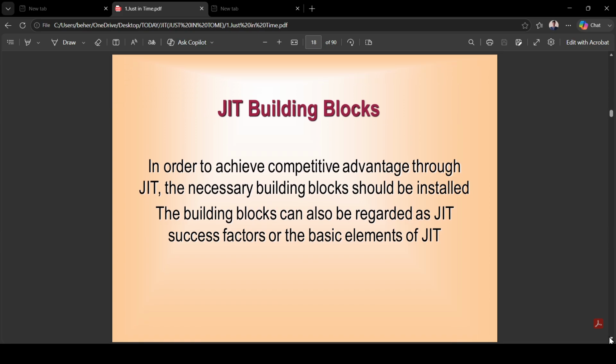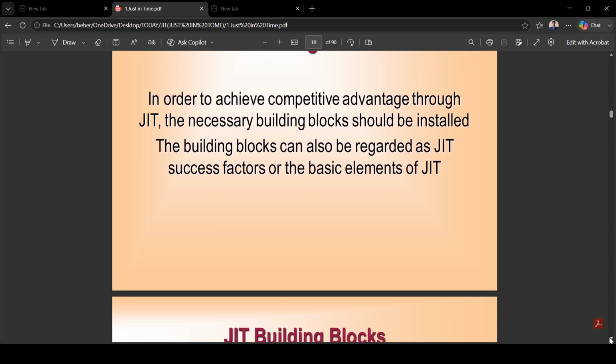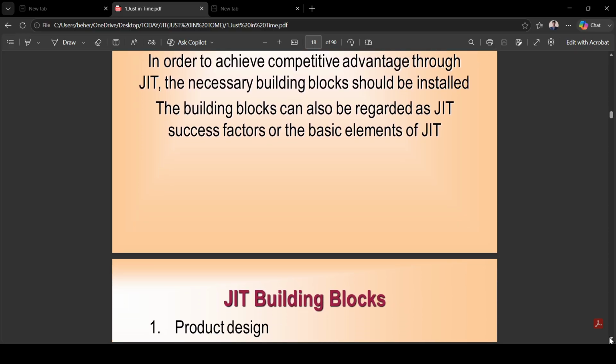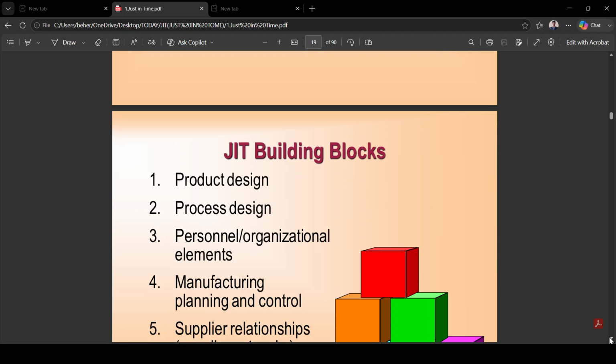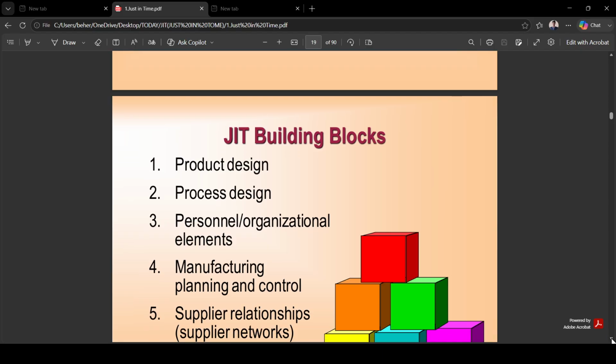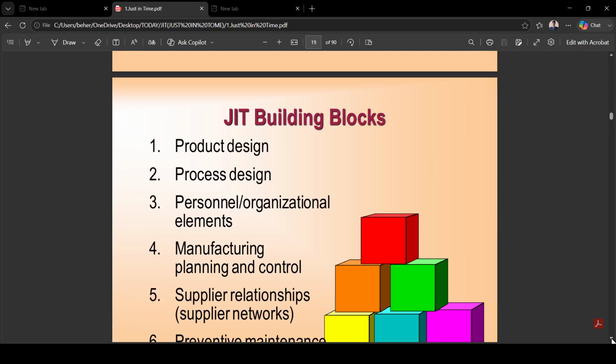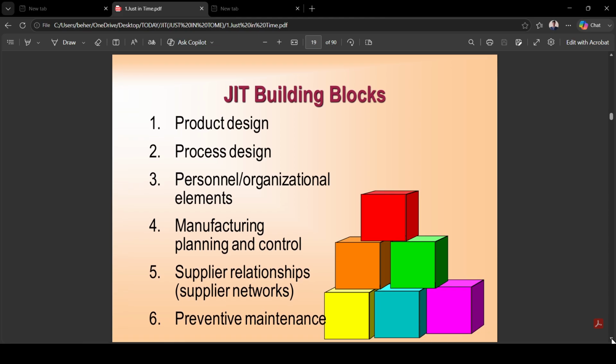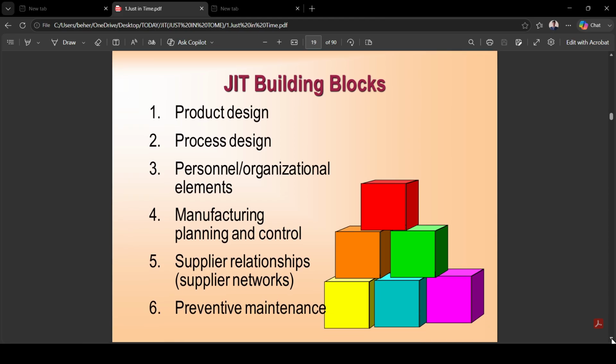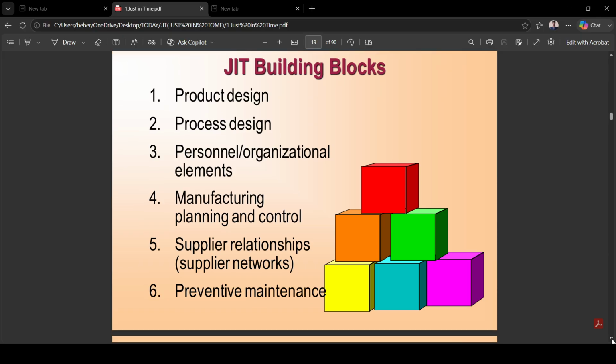JIT building blocks. In order to achieve competitive advantage through JIT, the necessary building blocks should be installed. The building blocks can also be regarded as JIT success factors or the basic elements of JIT. They are product design, process design, personnel or organizational element, manufacturing planning and control, supplier relationship, supplier network, and preventive maintenance.